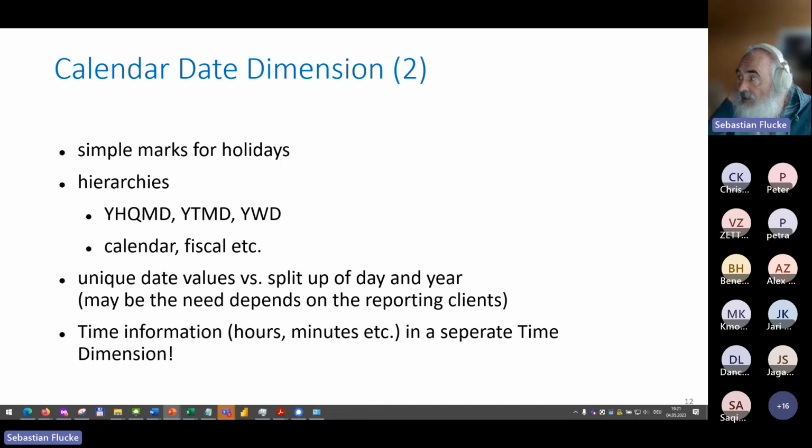Okay, last point on that case: whenever you have to deal with time information like hours, minutes, or something like that, please use a separate time dimension. Don't blow up the date dimension with hours, with minutes, with seconds. It's not a good idea at all.